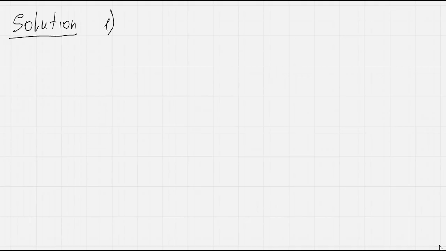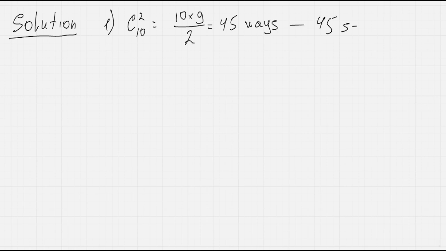Solution. First, a segment is uniquely determined by its boundary points and their order is unimportant. There are C(10, 2) = 10 multiplied by 9 divided by 2, that is 45 ways to choose the boundary points. This is the answer to the first item.